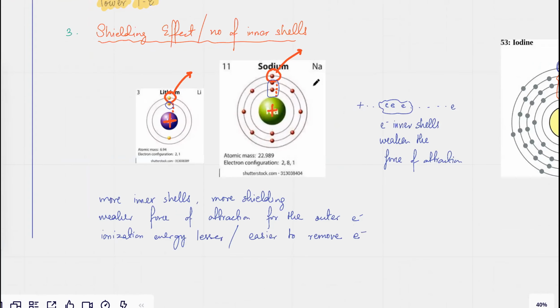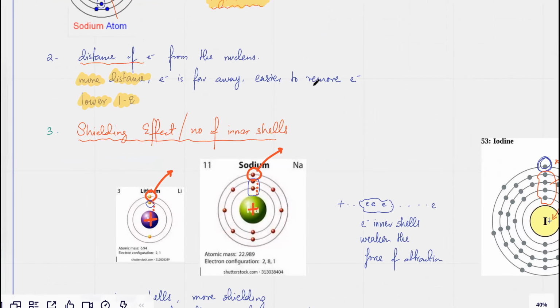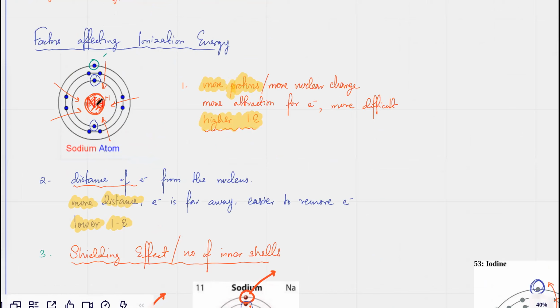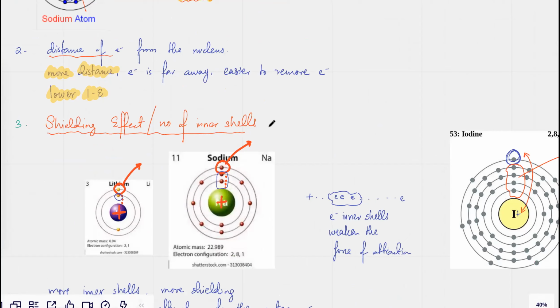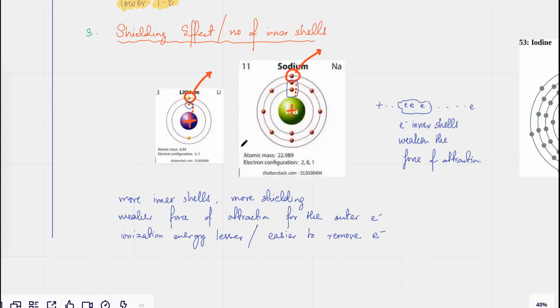So that's point number 3, the third factor. Remember, we've studied 3 factors. One is you have more protons in the nucleus, so electrons would be attracted strongly and it would be difficult to remove electrons. Second point was the distance. If the electron is very far away, then it would be easier to remove electrons. The third point was the shielding effect or the number of inner shells. If you've got a lot of inner shells, then again it's going to be a lot easier to remove electrons. Now moving to the fourth point.